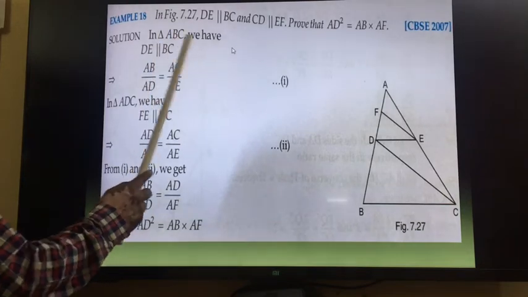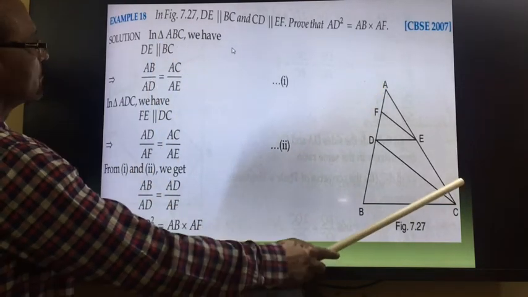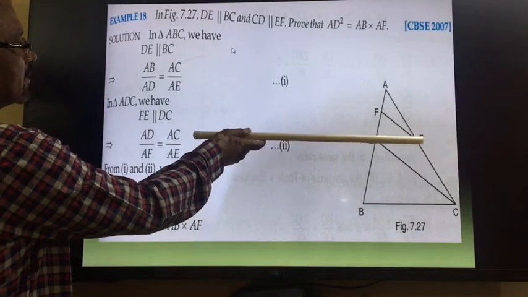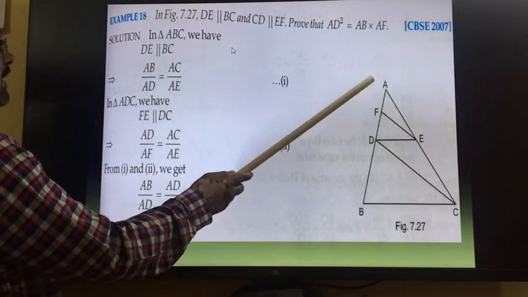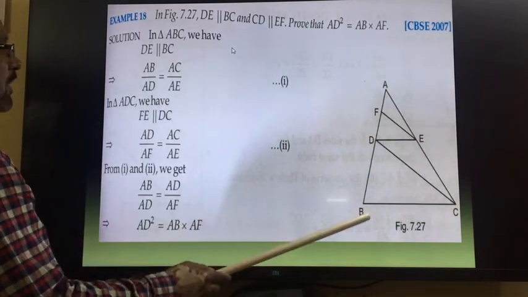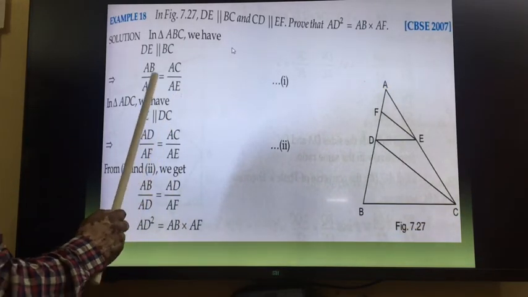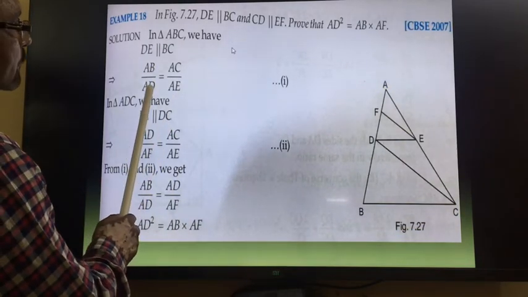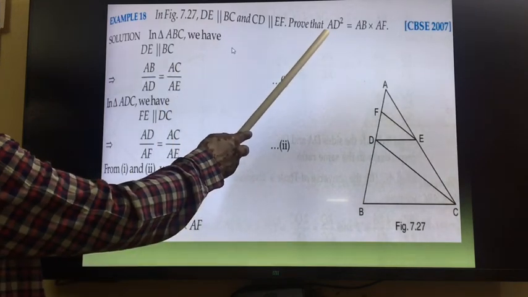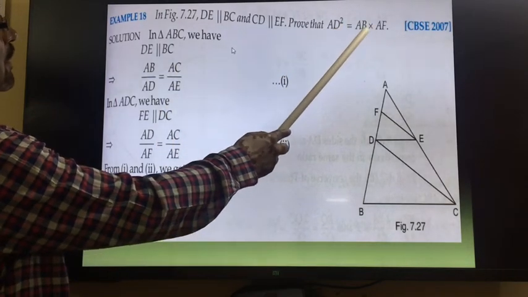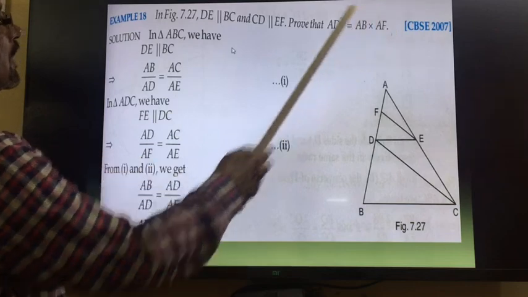So in triangle ABC, because DE line is parallel to BC, we can apply the BPT theorem. So AD upon DB is equal to AE upon EC. But we want the result here: AD square is equal to AB into AF.